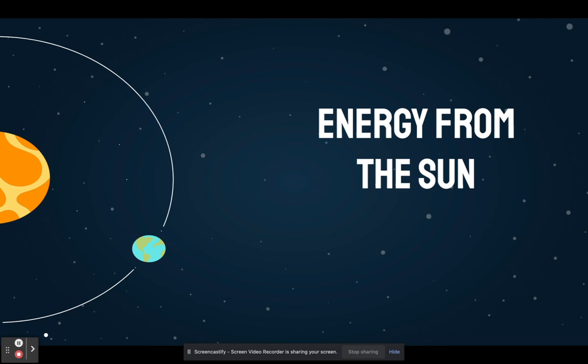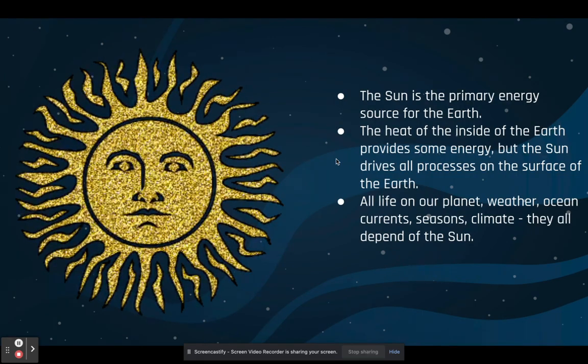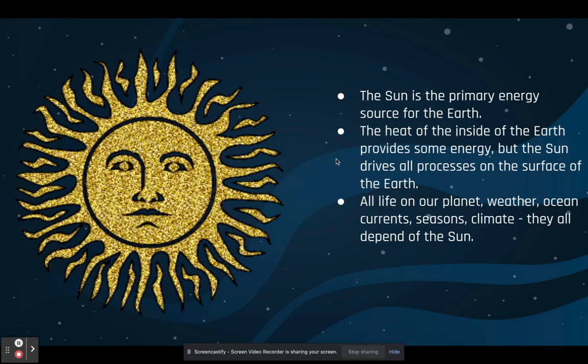So, the primary source of energy for the planet is the sun. It provides all of the energy that's needed for life to happen, for weather, ocean currents, seasons, and the climate. It all depends on the sun.